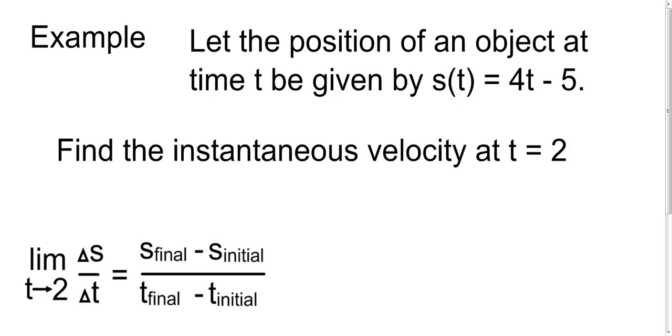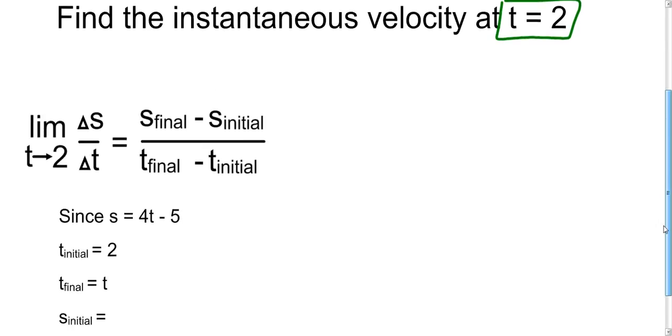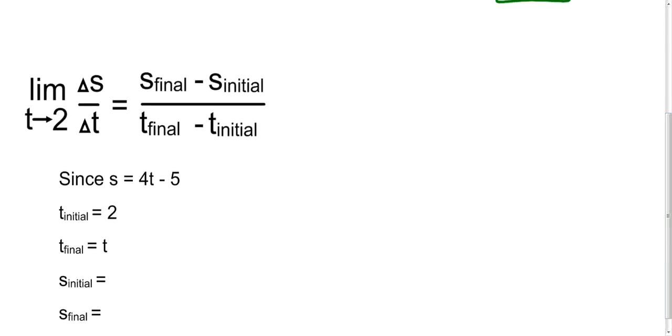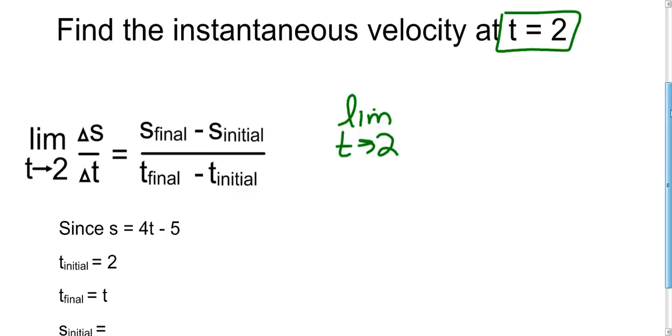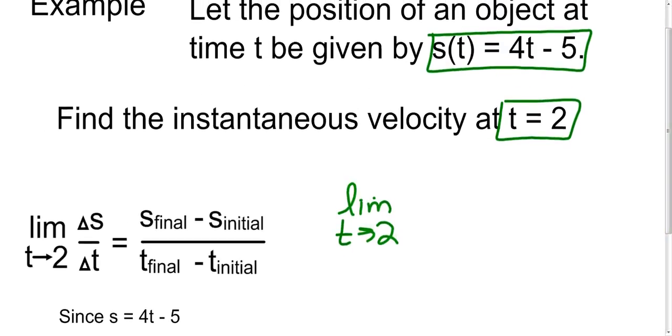Now this is saying let the position of an object at time t be given by this function right here, and find the instantaneous velocity at t equals 2. So you're going to start out like this: the limit as your time approaches whatever it is you want to find. In this case, it's 2. I'll show you how to do this without doing all of the little steps off to the side, but if you want them off to the side, you can.